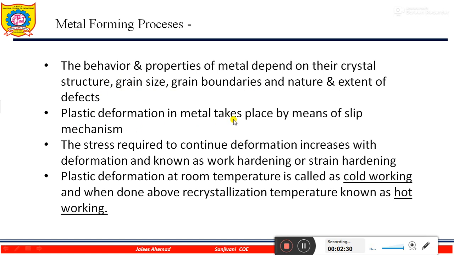Plastic deformation in metal takes place by means of the slip mechanism. The stress required to continue deformation increases with the deformation, known as work hardening or strain hardening. Once it is deformed, it will be in a plastic state, that is called plastic deformation. Plastic deformation at room temperature is called cold working, and when done above the recrystallization temperature, it is known as hot working.